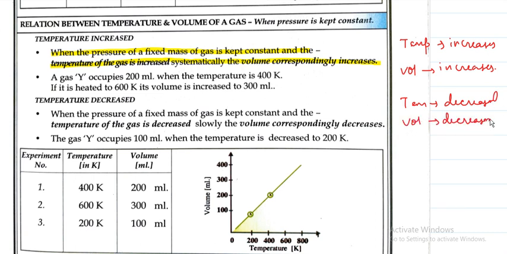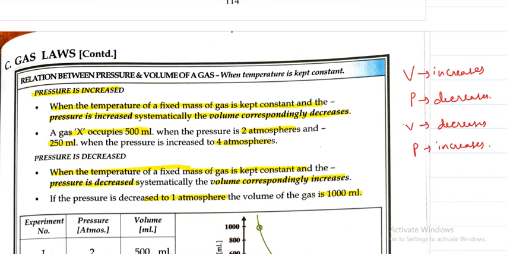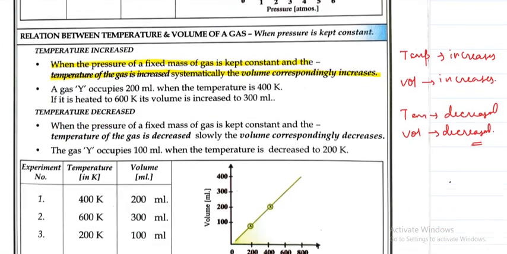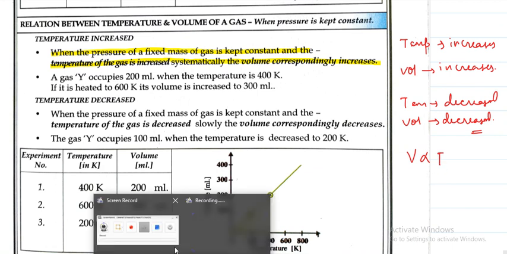Remember this. Okay. So in case of pressure, what happens? If volume increases, then pressure decreases. That means they are inversely proportional. So we can say that pressure and volume are inversely proportional. But in case of volume and temperature, they are directly proportional. That means if volume increases, then temperature also increases. Okay, we will continue in the next class.